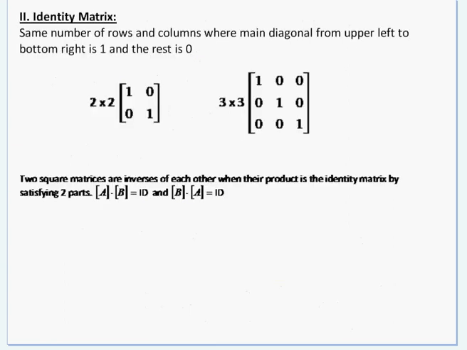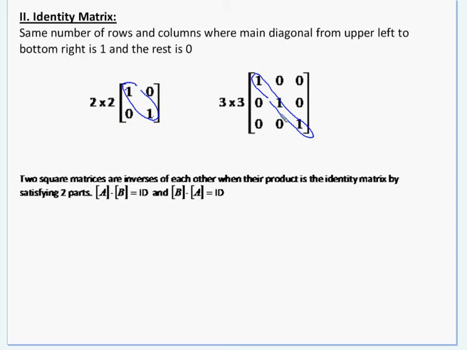Now our identity matrix. Identity matrices are only square ones, so 2 by 2s, 3 by 3s, 4 by 4s, and so forth. What happens is it has the same number of rows and columns, where the main diagonal, which is from your upper left to bottom right, is full of ones, and the rest is zeros. So you have your main diagonal here, and your main diagonal on your 3 by 3 over here.